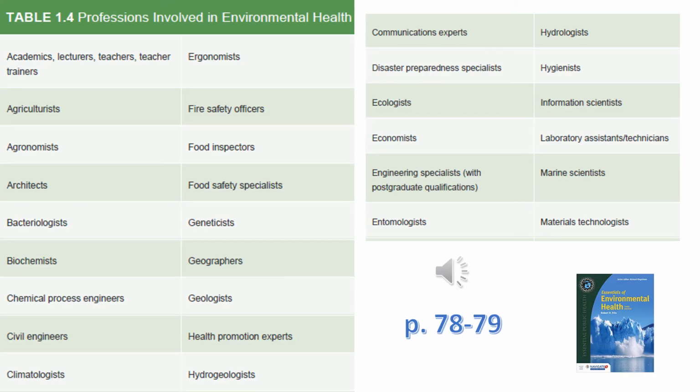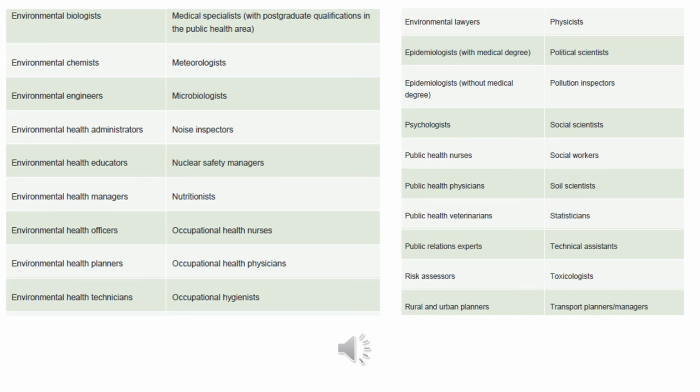Visit pages 78 and 79 in the text to learn more about professions involved in environmental health, such as climatologists, ergonomicists, food inspectors, geologists, health promotion experts, ecologists, economists, entomologists, hydrologists, and marine scientists, and more, such as environmental health officers, environmental health technicians, noise inspectors, occupational health physicians, environmental lawyers, pollution inspectors, social workers, and toxicologists.